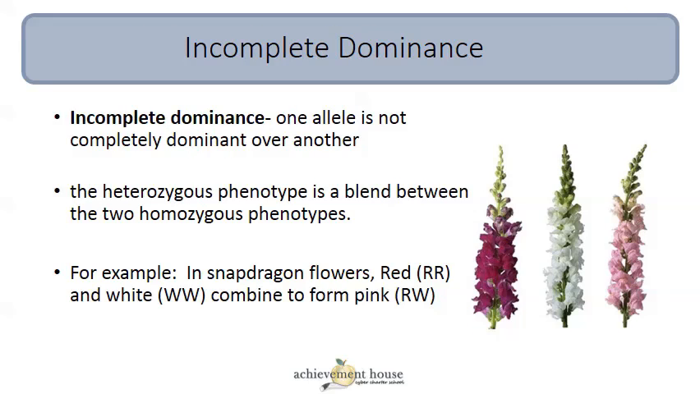Incomplete dominance is when one allele is not completely dominant over another. In this case, the heterozygous phenotype is a blend of the two homozygous phenotypes. For example, snapdragons. They come in red, white, and pink. Since there isn't one dominant trait, we'll use all capital letters. R's will represent red alleles, and W's will represent white alleles. The heterozygous is written as RW, a blend between red and white, which of course is pink.